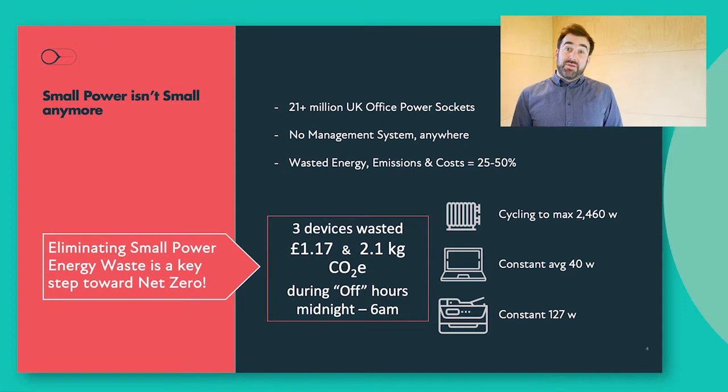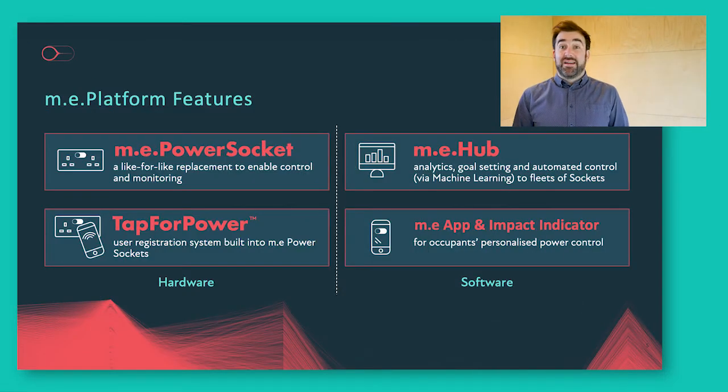So let me tell you about the ME platform. We have a main hardware. That's our ME power socket and ME fuse spurs. They're a like-for-like replacement. They come in many different form factors. They connect directly to the internet and they measure power very accurately and very frequently.